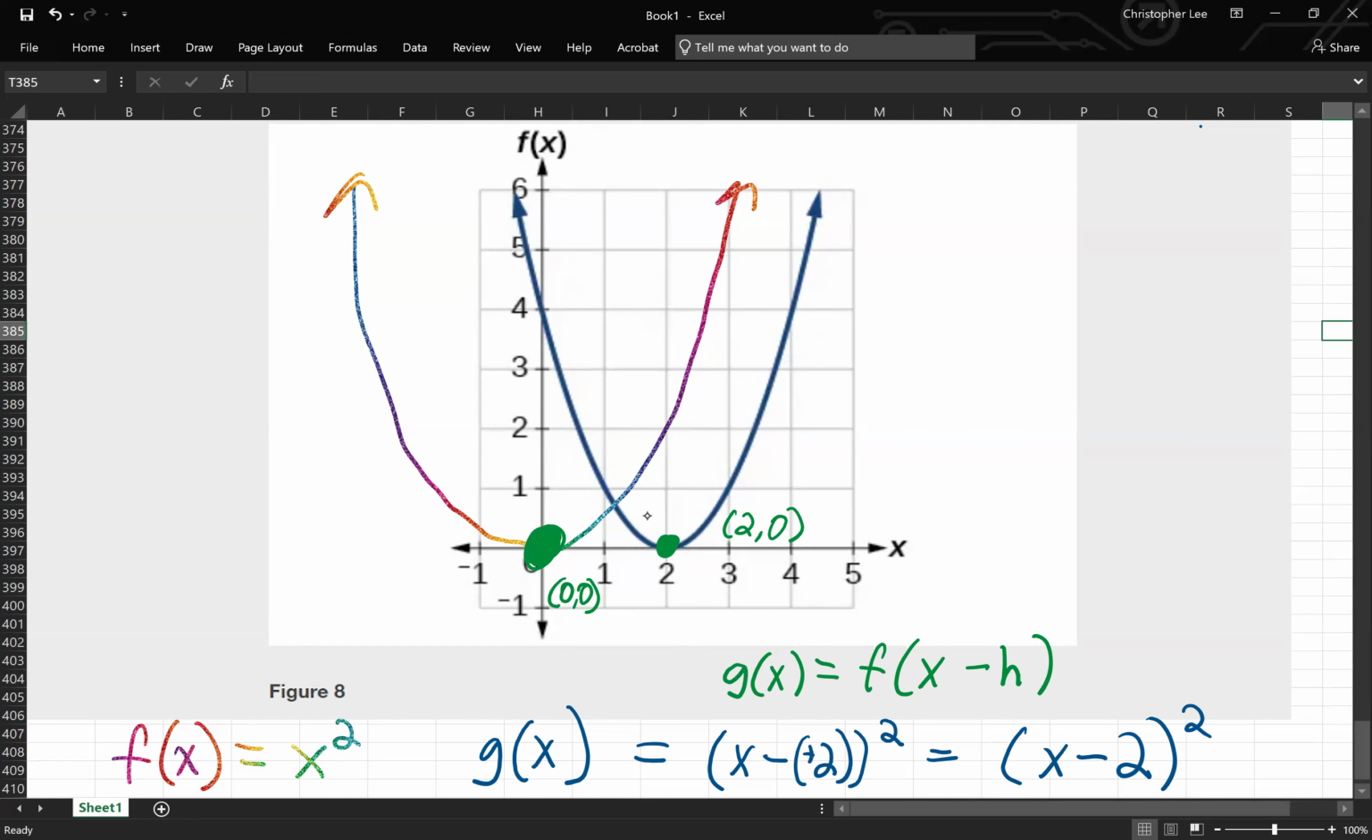I get what you're saying, but don't think of it like that. What I did was I used the original function I was given, g of x equal to f of x minus h, and I just put in how many units the h moved. So it moved positive 2 units. If it was to the left, I would have put in negative 2, for example, and a negative becomes a positive, and then that would have been it.